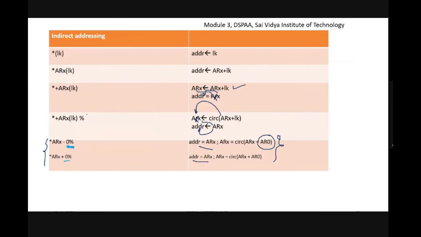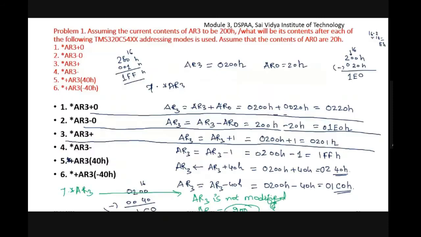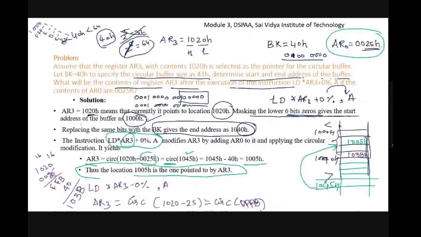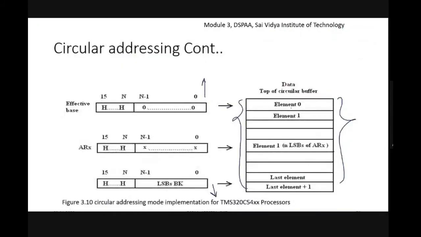So these are the cases: if any percentage symbol is there, you have to calculate circular addressing for the addition of ARX plus LK. If possible, I will take one or two examples further. I have explained each and every step already, how it is happening and what the example for this is. Circular addressing mode we discussed in the previous class. And in circular addressing, what is important? Element 0, last element plus 1. And this is the effective base address, and lower significant bits will be 0. Then at last the least significant bits of the BK register will be taken depending upon how many bit content we have.